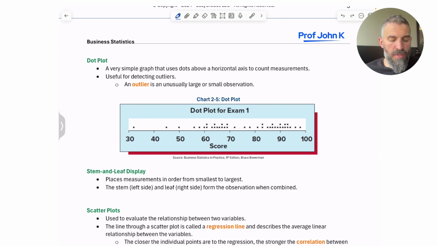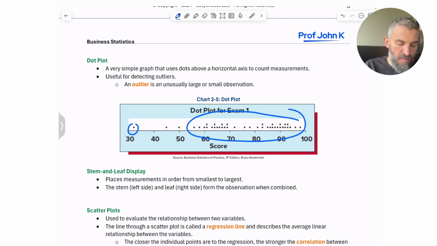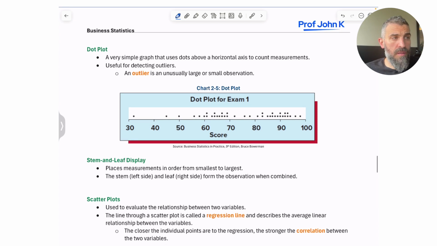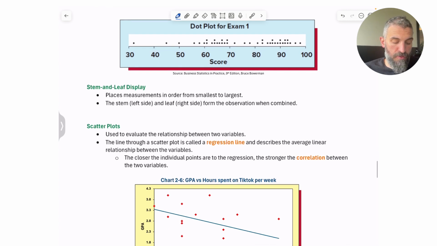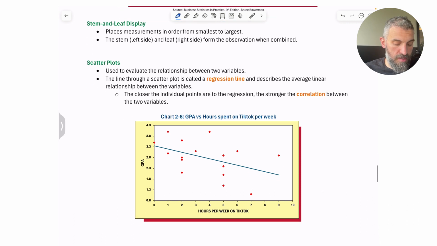And really what we use it for is when you see a bunch of dots clustered together and then one way out to the left or to the right, that's probably going to be an outlier. Later on, in the next chapter, we'll learn how you actually measure whether or not something is an outlier. This is more how you identify them visually. The stem and leaf diagram, we're actually going to construct one in a second, so we'll skip it for now, and we'll talk about it when we're actually building it.